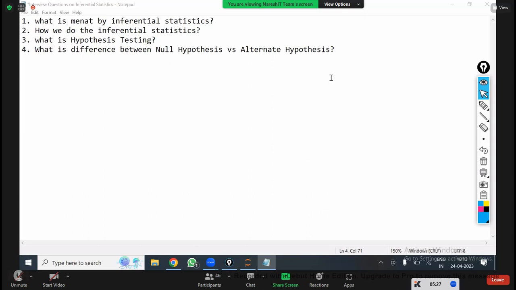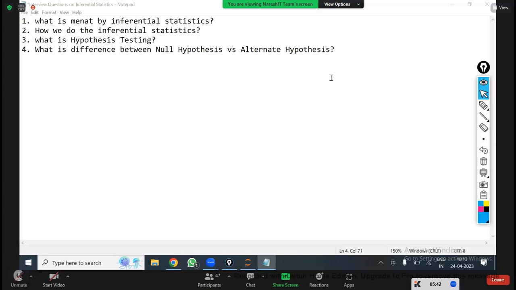Now, null and alternate hypothesis. What is the difference between null and alternate hypothesis? Null hypothesis is an assumption about the present situation, whatever the present situation is, the status quo. Null means no difference will be there. Null clearly says that there is no difference.